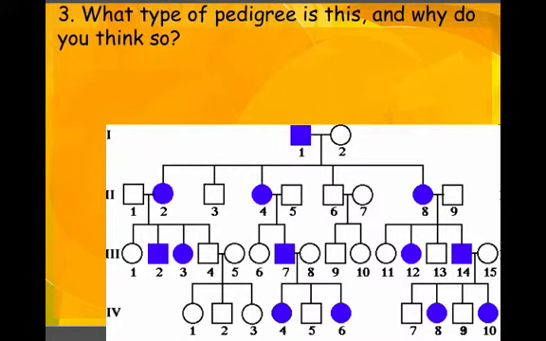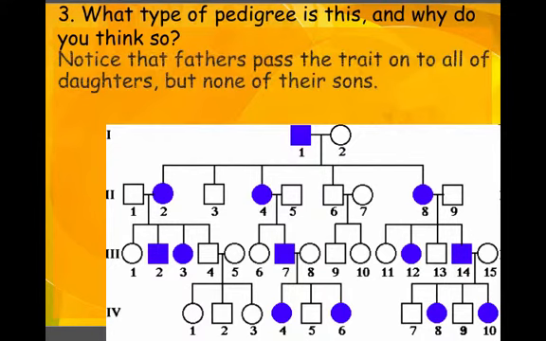Again, we're going to keep on doing this and try to figure out, is it autosomal or sex-linked? Is it dominant or recessive? Notice that fathers pass the trait on to all of the daughters, but none of their sons. So I have a father, individual 1 of generation 1, who has passed it on to individuals 2, 4, and 8 of generation 2. Individual 7 of generation 3 has passed it on to individuals 4 and 6 of generation 4.